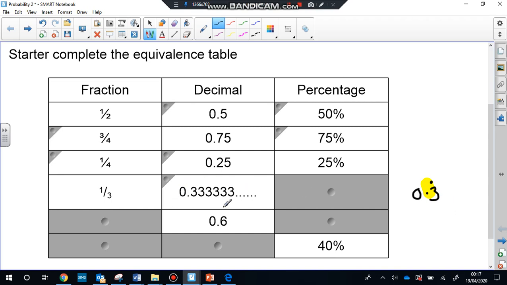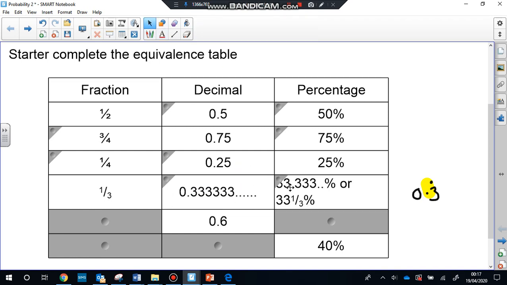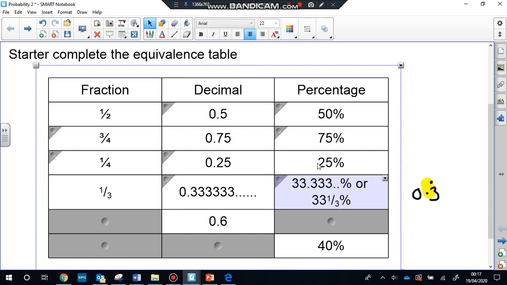Okay, now if I multiply that number by 100 to get the percentage, it would come out as 33.3%. So 33.333% you could write that as 33 1/3, because we know 0.3 recurring is a third, so it will be 33 1/3%. So either of those, but again you have to have the recurring part for the decimal.